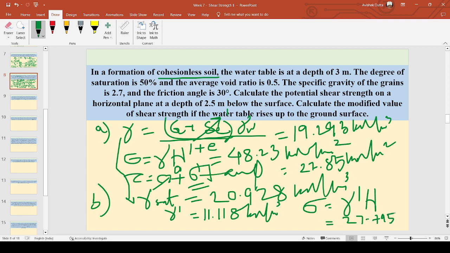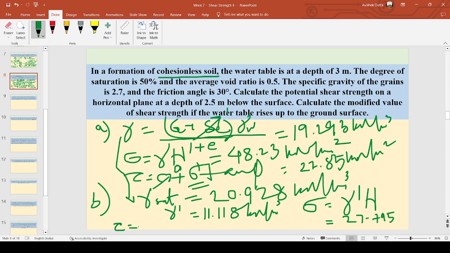27.795, and hence we can find out the value of tau equal to sigma tan phi. Tau, in the same equation, the value of tau will be getting as 16.05. I hope it is clear. The degree of saturation will change, and hence the value of gamma will change. Thus the normal stress will change and it will affect the shear stress. Next question.